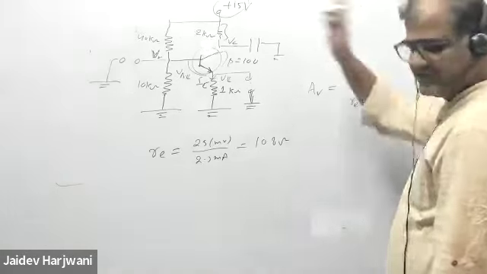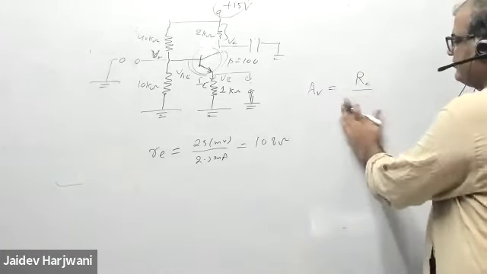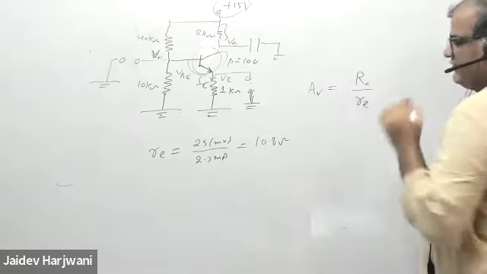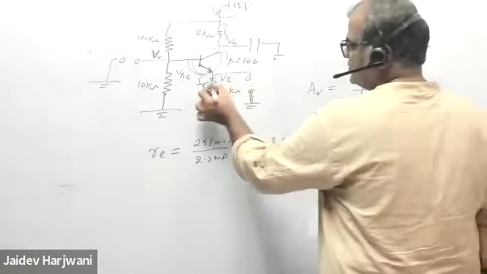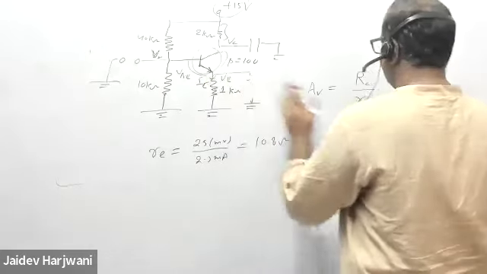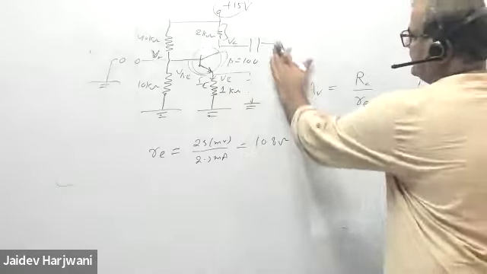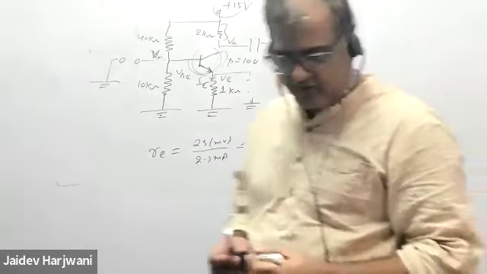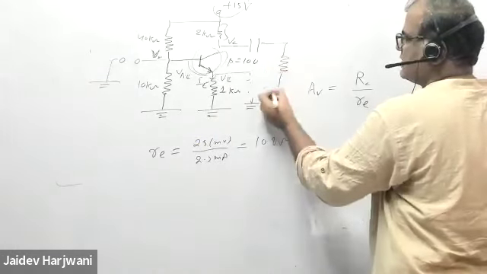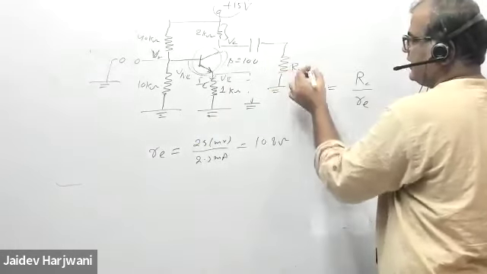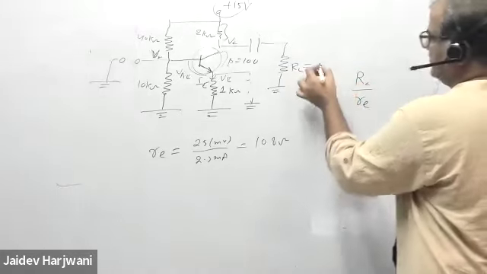And I'm doing this for high frequency, so RE will also be removed. If nothing is given, that means you're doing it for high frequency. So this becomes short, so this will be removed. The basic formula is RC by RE. But in the question, one load resistance is also given. What is the value of the load resistance? 1 kilo ohm.